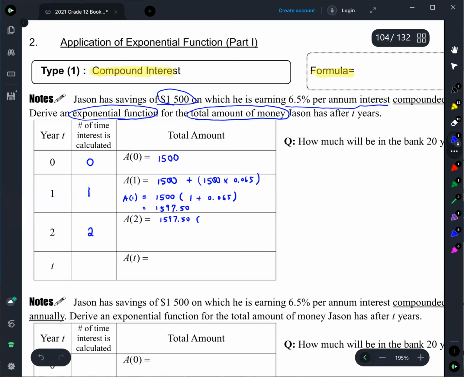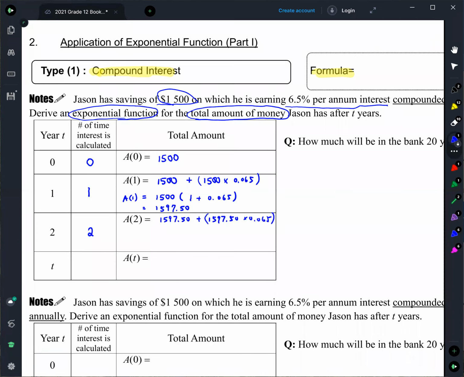Times it by, sorry, okay. Let me rewrite it, okay? Plus 1597.5 times 0.065. Right, I'm doing the same thing as before, except your beginning amount is larger now. So of course I can also factor out, and once again, 1 plus 0.065.